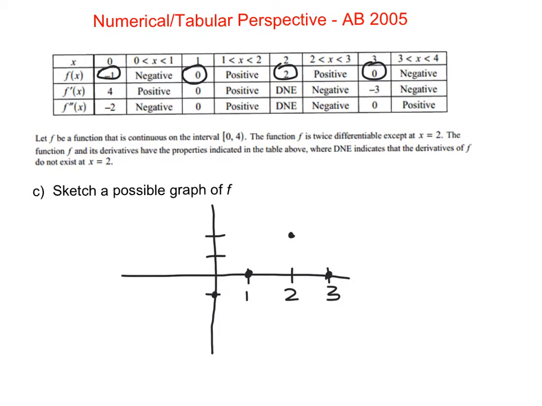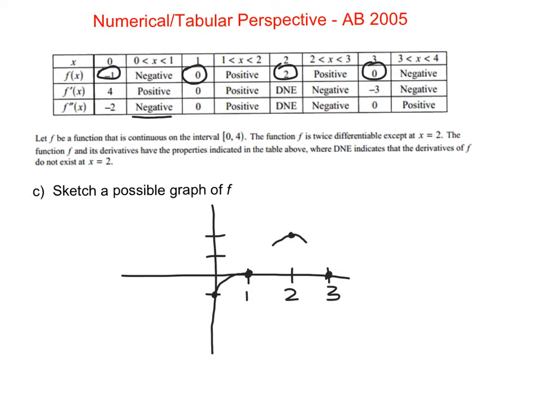Now, on letter A, we learned that at 2, we have a maximum. So I know I'm going to be increasing and then decreasing. Now, also, we look at the second derivative and we can see concavity, right? And so we can see it's concave down between 0 and 1. So it has to be concave down.